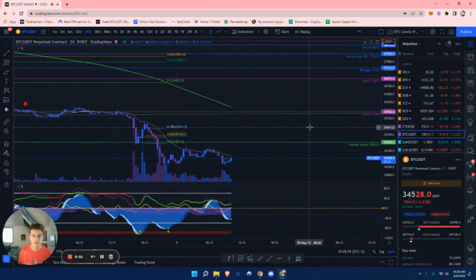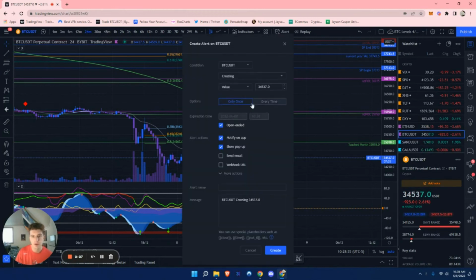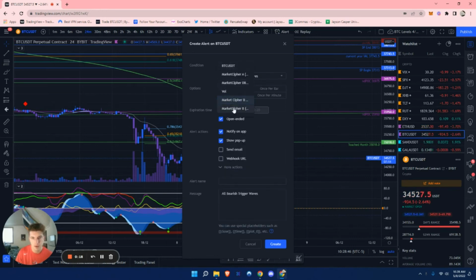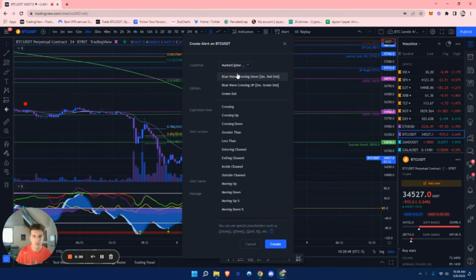And then one last thing to go over with Market Cipher is that alerts are your friend. You can create alerts on Market Cipher B. So you just go to the alert button, click down and go to Market Cipher B. And here you can have custom alerts made for you.